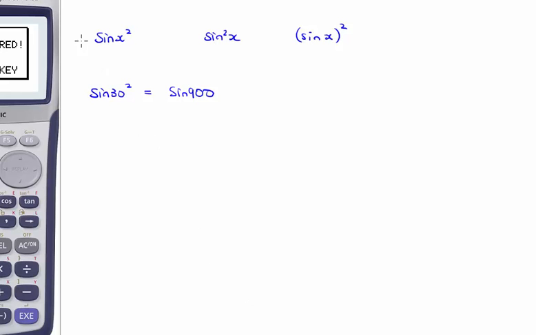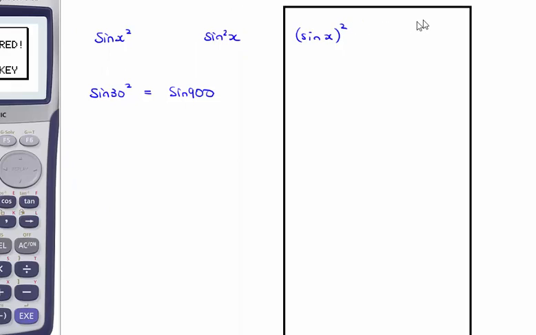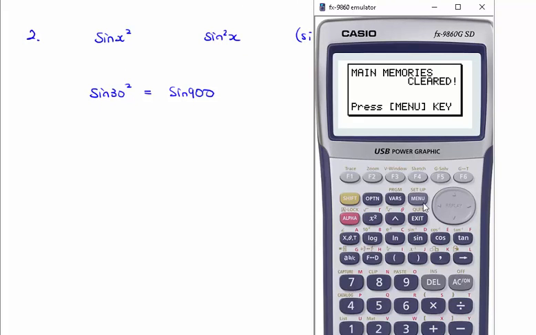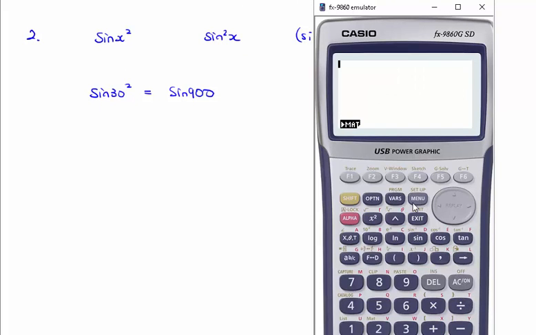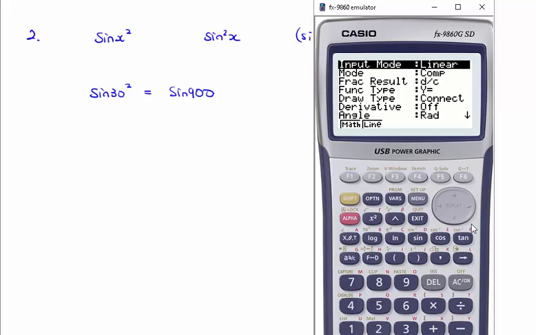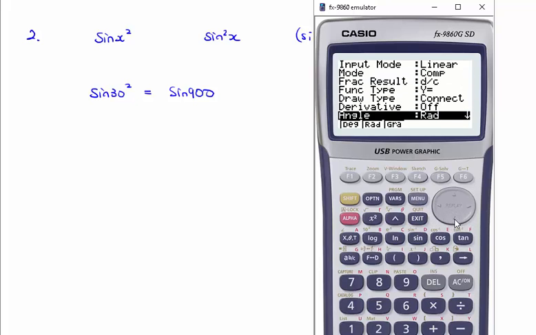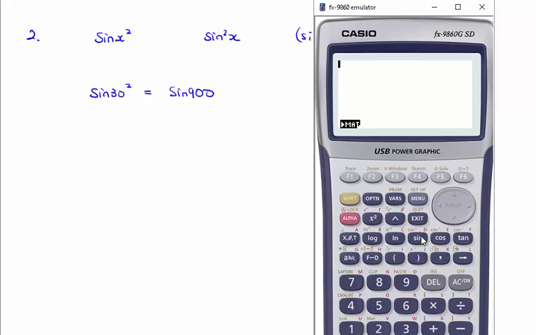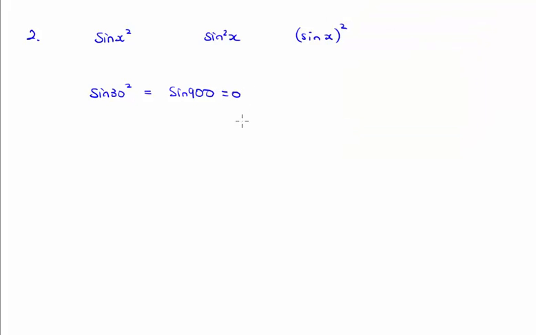So let's have a look. I'm going to bring my calculator in, and I'm going to put my calculator into the degree mode. So that's in radian at the moment. Put that in degrees. I'm going to do sine of 900. Because 30 squared is 900, I'm going to go for 900, and that is 0.